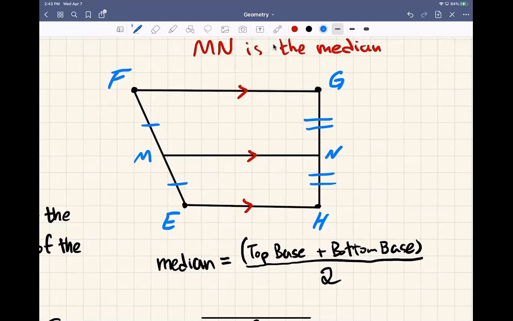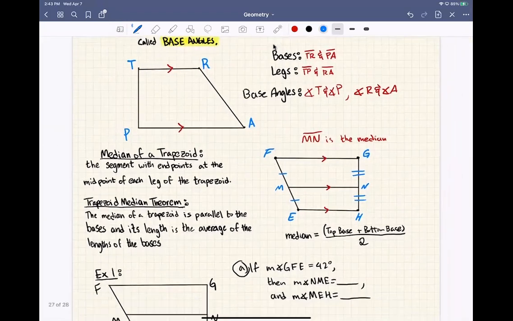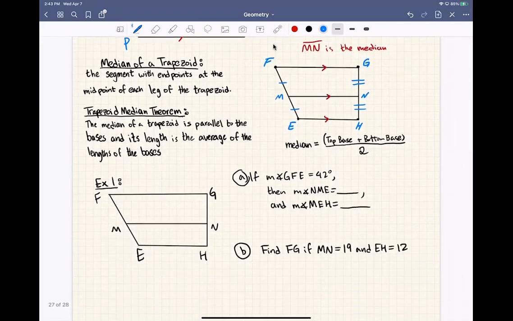So we have EH and FG. If the problem asks you to calculate what the median is, you're going to add the length of the top base plus the length of the bottom base and divide by 2. We're going to come back to this in a little bit. So first, we're going to go to our first example here.